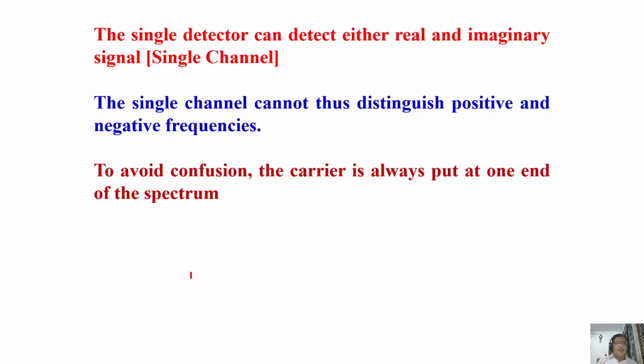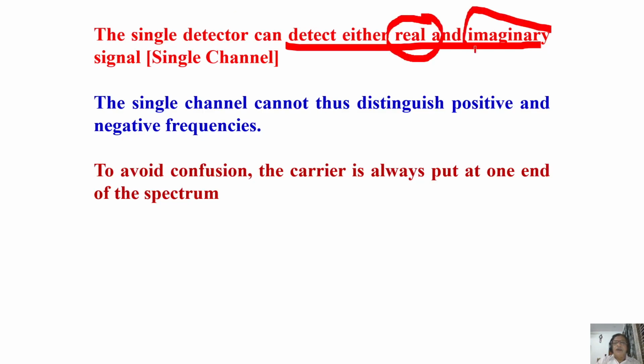So if I have to do that, I use a single detector. See, we have both real and imaginary components after Fourier transformation of a time domain signal. A single detector can detect either of them, because real and imaginary are out of phase, as I showed you just now. They are exactly 90 degrees out of phase. One is absorptive, the other is dispersive. A single detector can detect either the real signal or the imaginary signal.